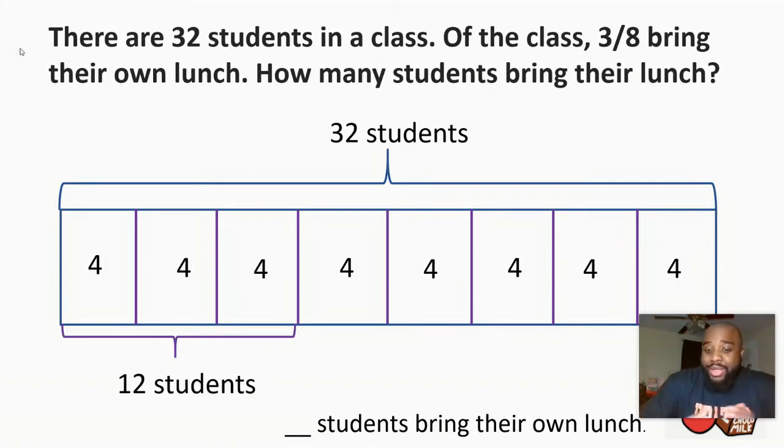Excellent job. So therefore, we know that 12 students bring their own lunch. Yummy. That sounds good right now because I am very hungry myself. I hope it's a good lunch for them.